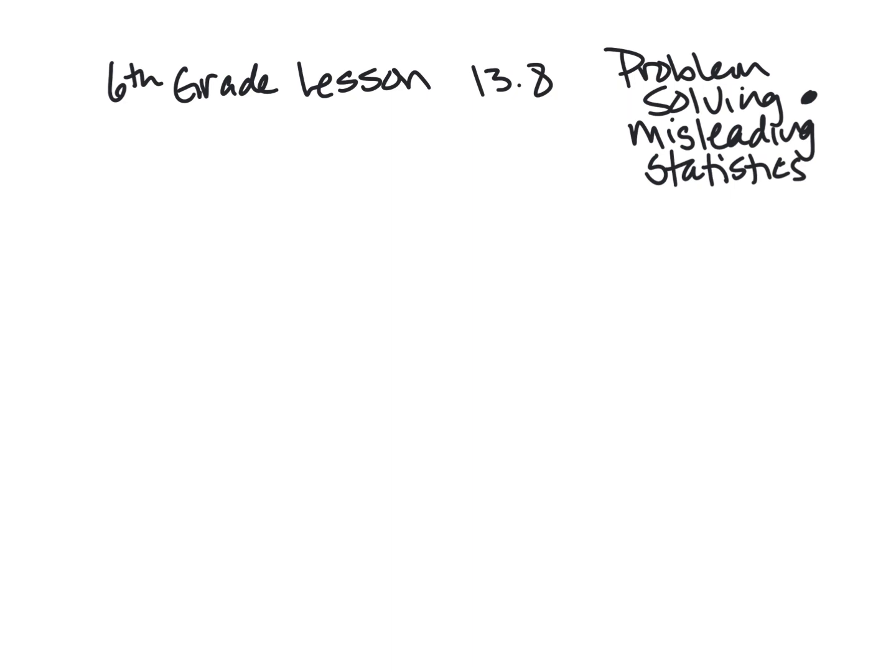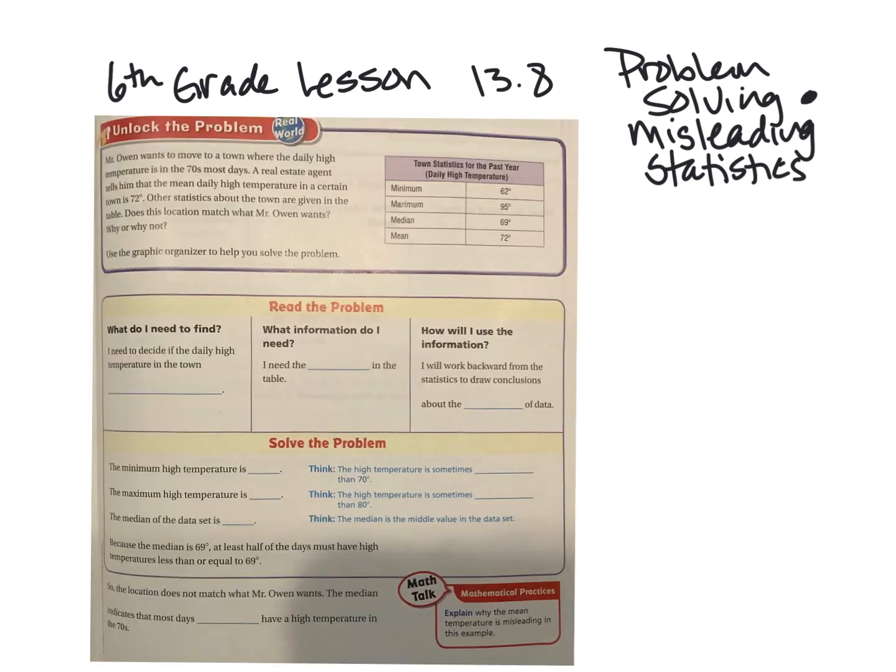So we can have a good indication of what the real information is. And we'll start this lesson, as an example, with Mr. Owen's story about him wanting to go to a place that has a perfect temperature. Let's look at the unlock the problem. Mr. Owen wants to move to a town where the daily high temperature is in the 70s most days. I hear you, Mr. Owen. That's where I would like to live.